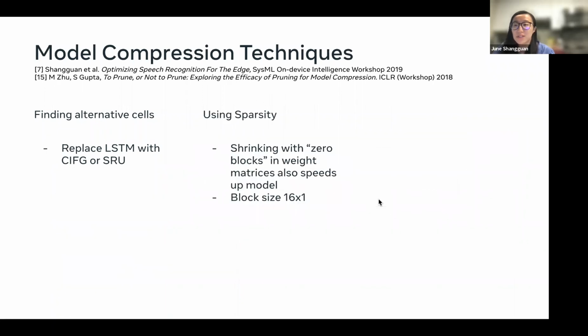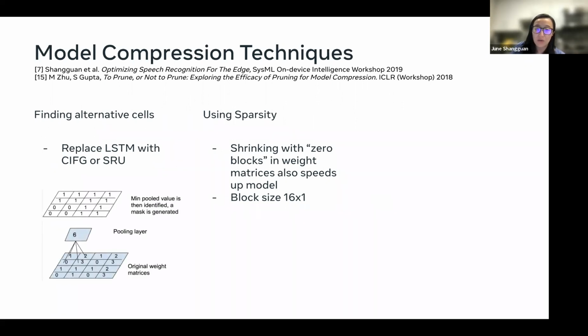After we swap the cells, we turn to sparsity, and that's a very natural thing you want to do if you want to compress the model. Here we use block sparsity because it's more friendly towards CPU architecture and the kernels we designed. The block is pretty big, 16 times 1, which means that consecutive 16 weights are all zeroed out or all non-zeroed out.